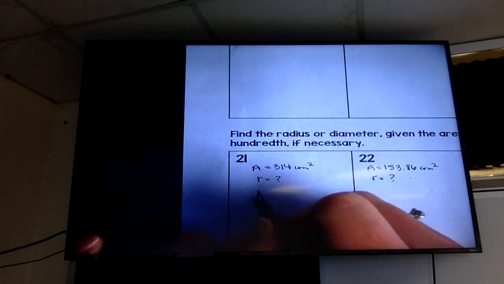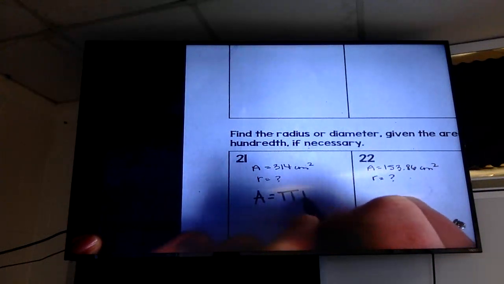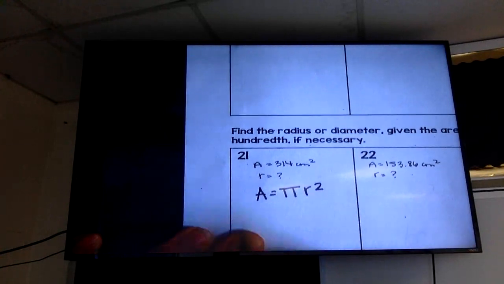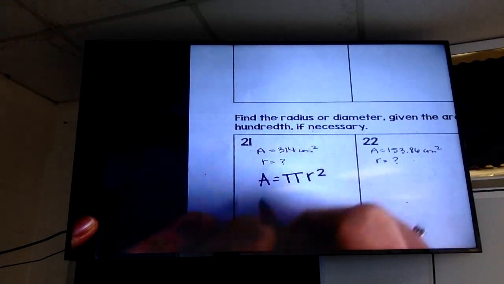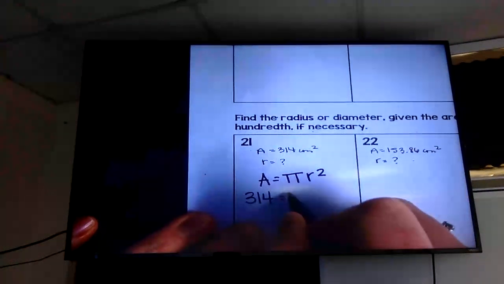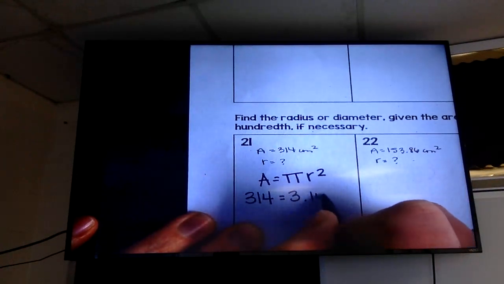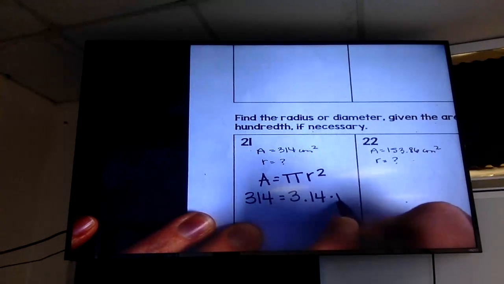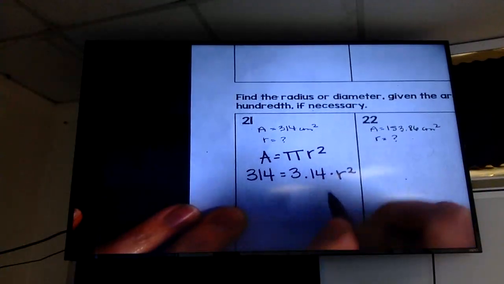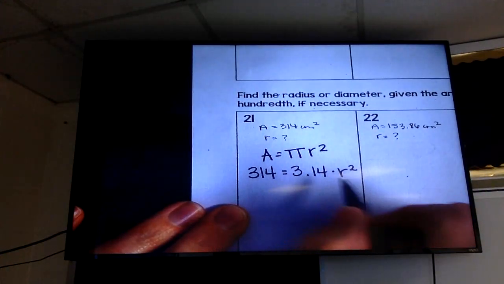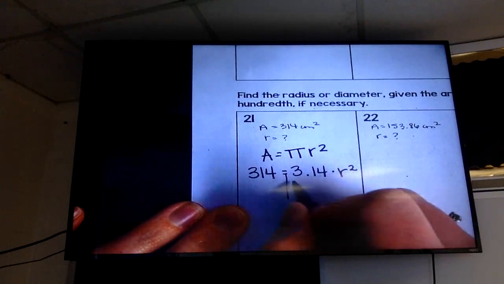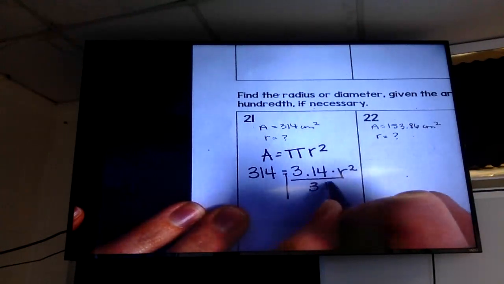So I always start with the formula first. So area is pi r squared. Okay, I'm going to fill in what I know. I know the A for area, so I'm going to write 314 equals pi, 3.14, times, I don't know, the radius squared. Okay, first thing I want to do, or next thing I want to do, is get the 3.14 away from the radius squared. So I'm going to drop my line and say they're being multiplied, and the opposite of multiplication is division.